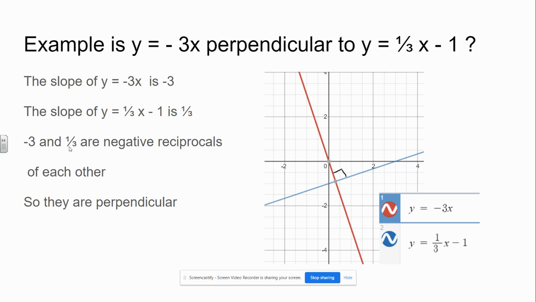So negative 3 and 1/3 are negative reciprocals of each other. I didn't write it out, but negative 3 is the same thing as negative 3 over 1. So you would flip the 3 over 1 to make 1 over 3.